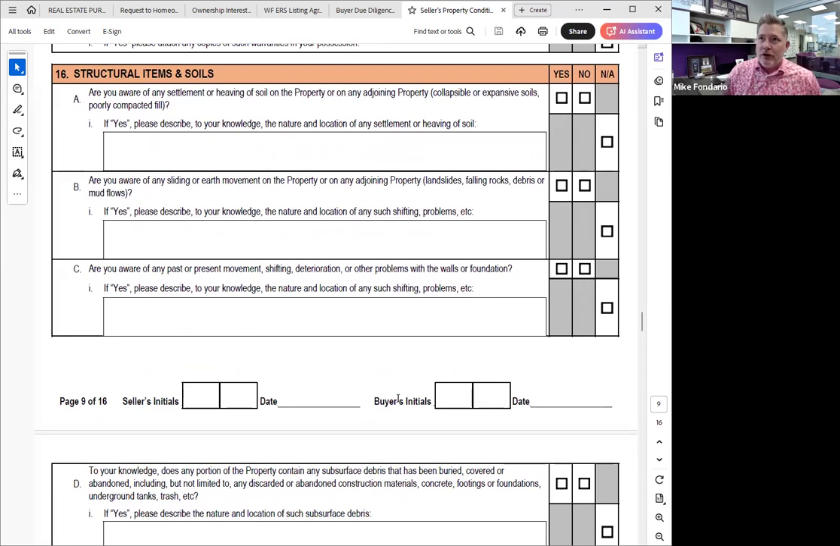Structural items and soil. Are you aware of any settlement or heaving of soil on the property or any adjoining property? These can be, for example, collapsible or expansive soils, poorly compacted fill. Also, these are worth reading. Are you aware of any sliding or earth movement on the property or any adjoining property, landslides, falling rocks, debris, or mud flows?